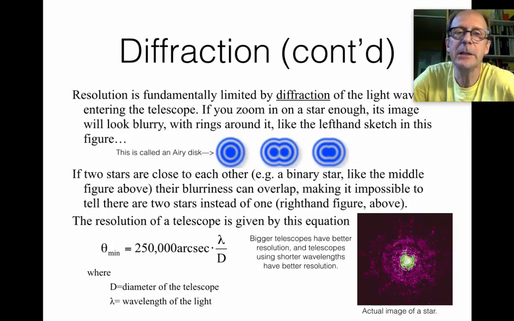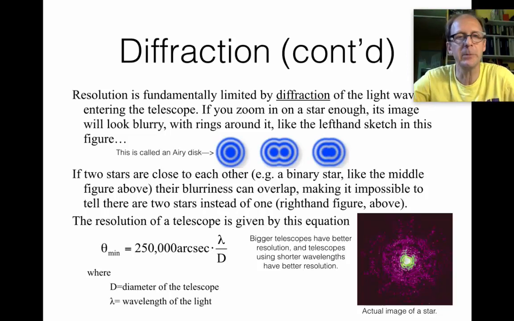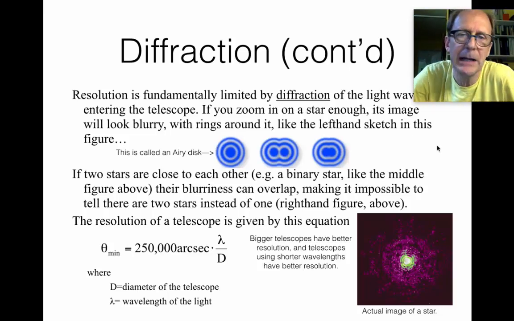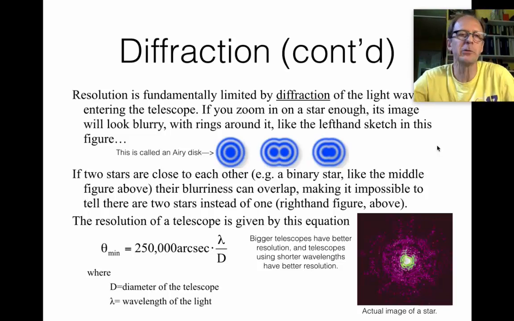Resolution is fundamentally limited by diffraction of the light entering the telescope. If you zoom in on the star enough, its image will look blurry. If it's a good night with not much turbulence in the air, you will see rings around the image of the star. And here is an actual image of a star with those rings around it. Up here, these are just kind of idealized. If two stars are close to each other, that is, if we have a binary star, their blurriness can overlap, making it impossible to tell that there are two stars instead of one.